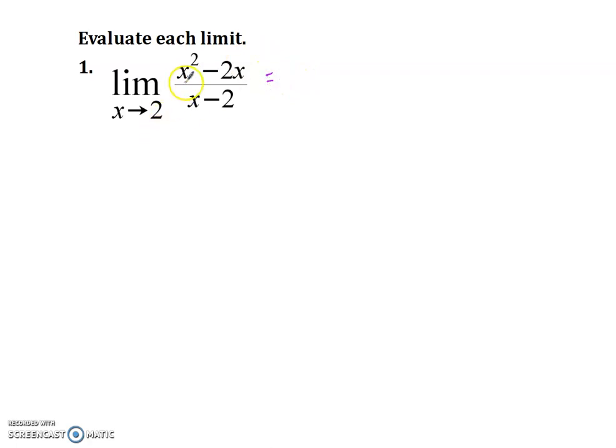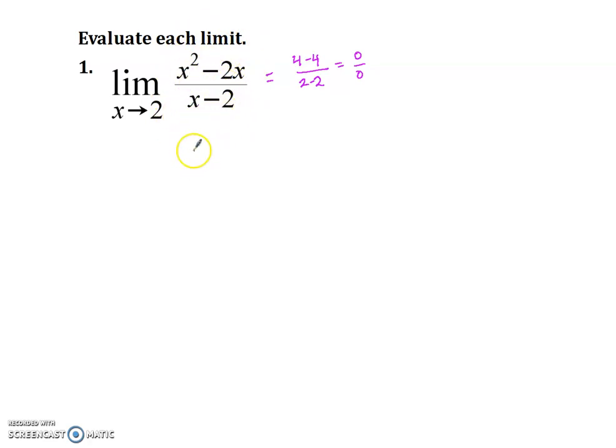So if I plug 2 into this, 2 squared is 4, minus 2 times 2 is 4, so I have 4 minus 4 over 2 minus 2. That gives me 0 over 0. Okay, so you still always want to plug it in first, because sometimes you will get a number, like on the ones we did earlier.